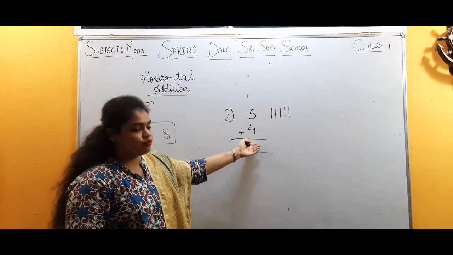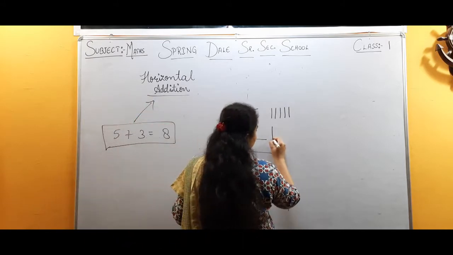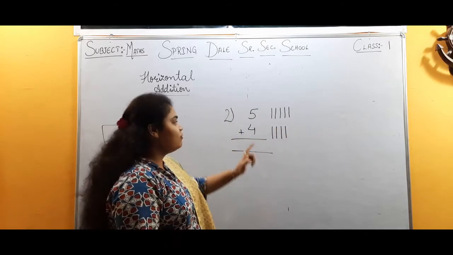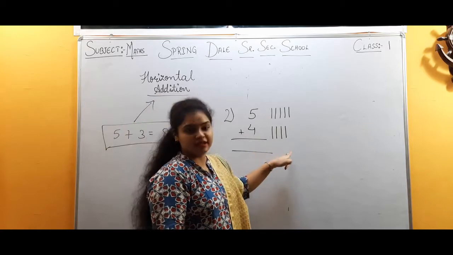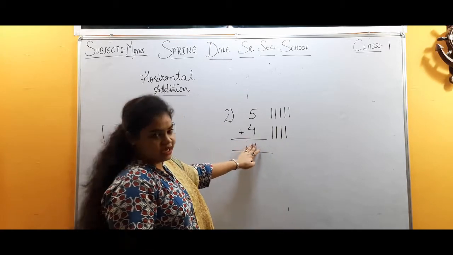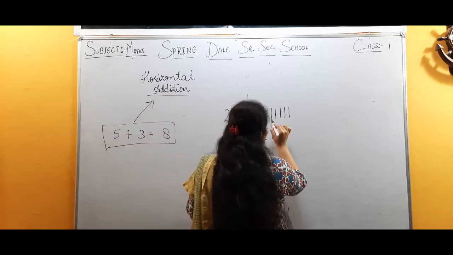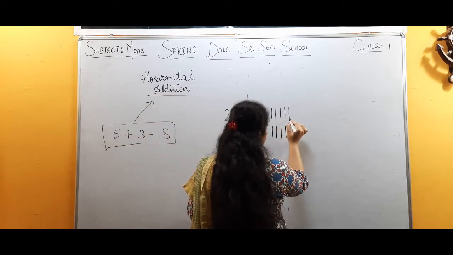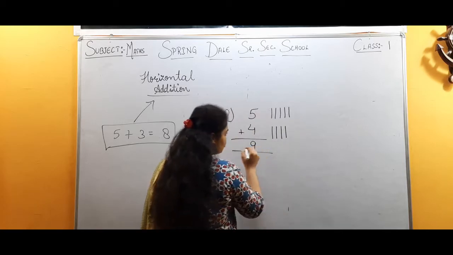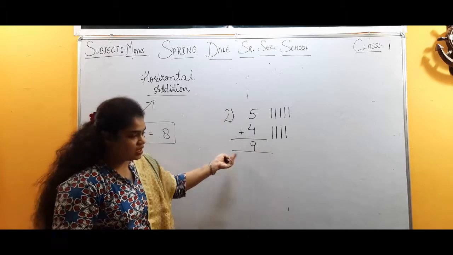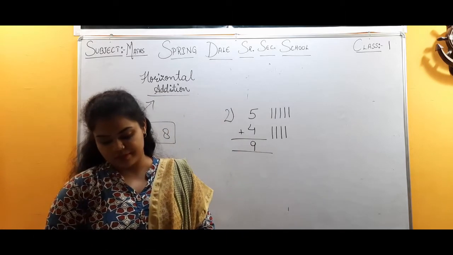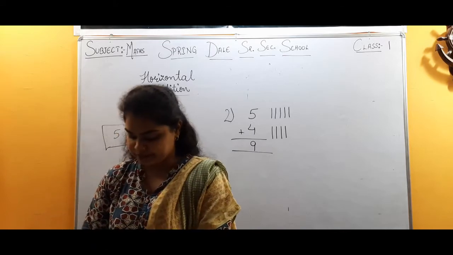The next we have 4. We will make 4 lines. 1, 2, 3 and 4. Now children, you have to count all the lines together. And then we will come to know that what number we will get. So we will start counting. 1, 2, 3, 4, 5, 6, 7, 8 and 9. So what is the sum of 5 plus 4? We have 9. Like this you have to do the rest all the questions till 20.